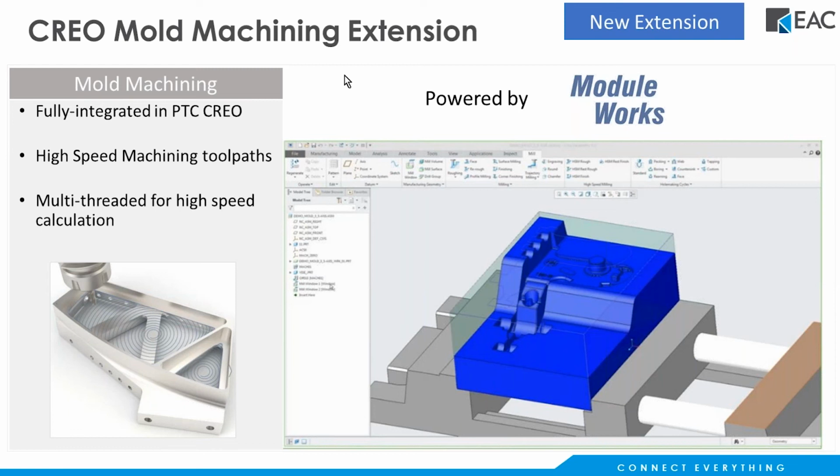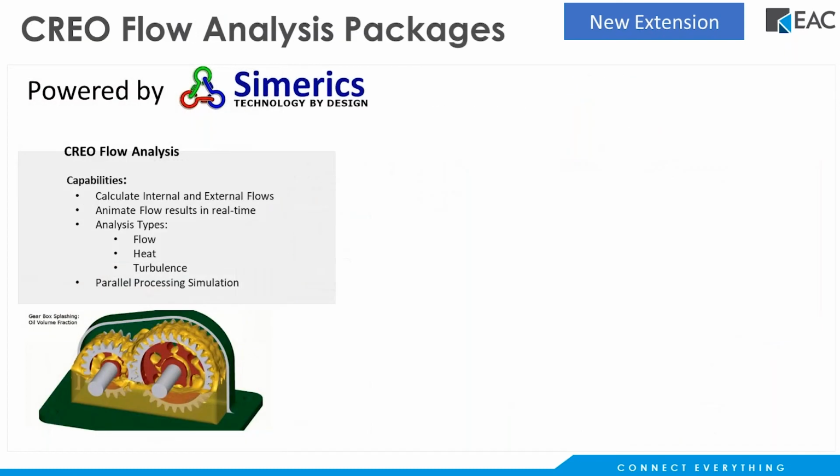Well, some people just say, I just need a part or a couple of parts to make really quick. I need to remove as much material as humanly possible as fast as you can. PTC has entered into an agreement with ModuleWorks, and this particular software is very good at doing high-speed machining and removing a lot of material as quickly as possible. So specifically for the mold industry.